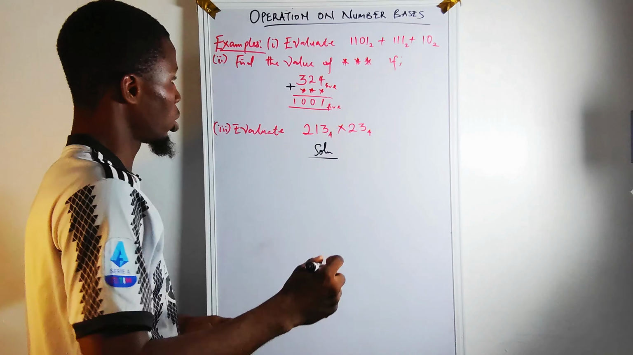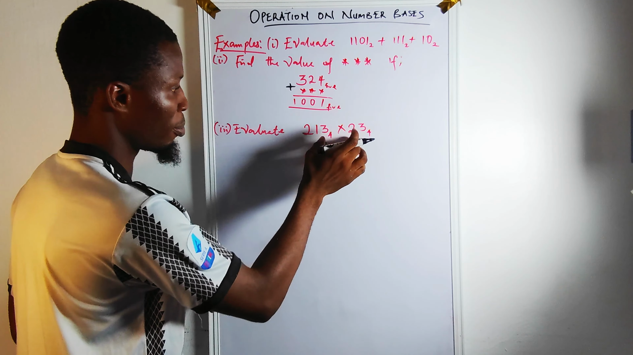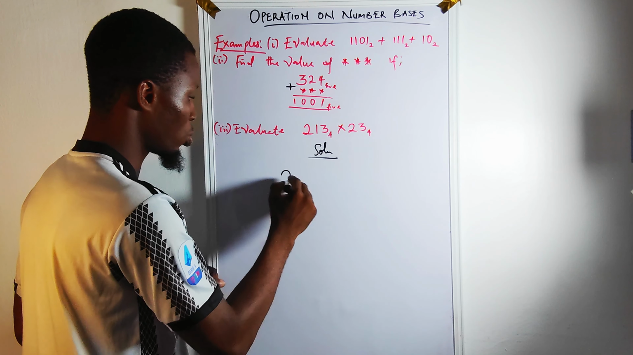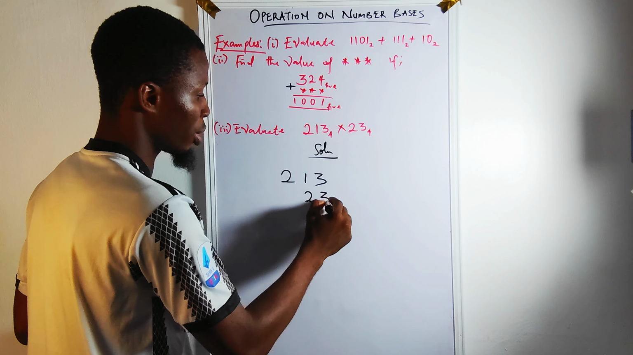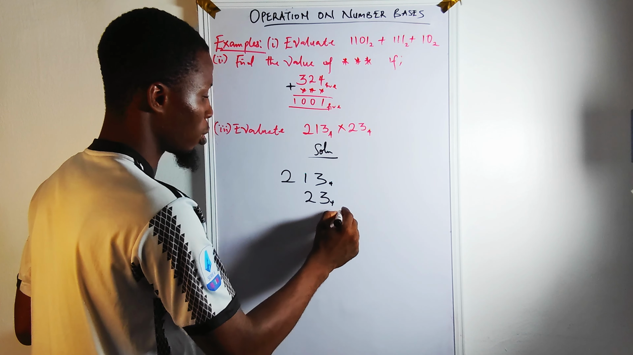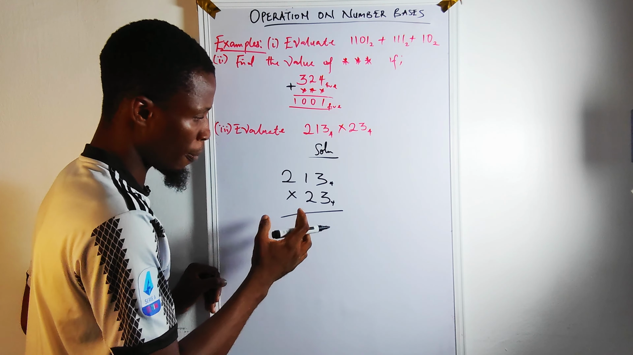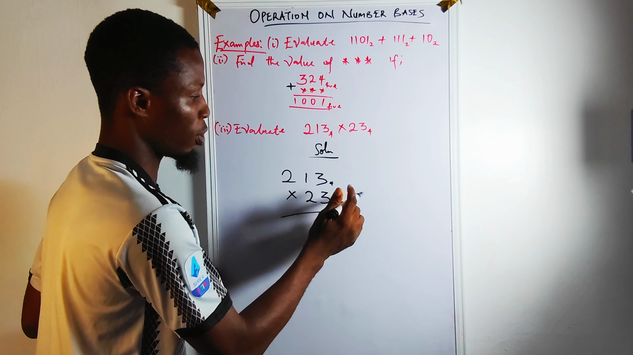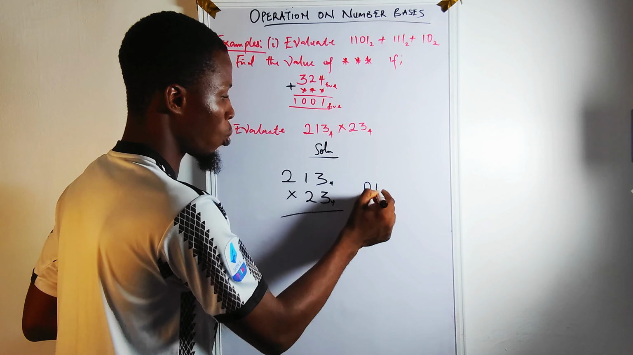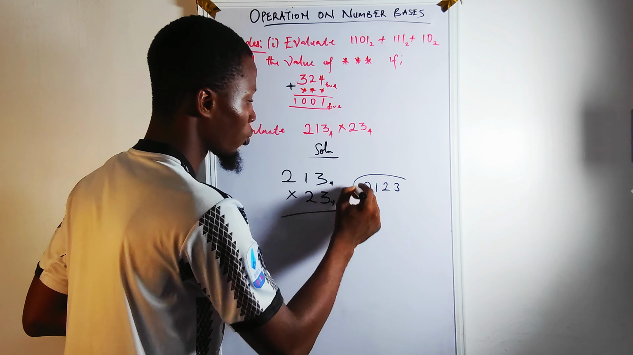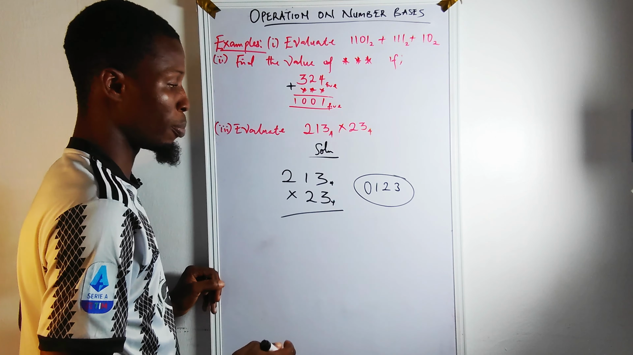So we have the last question on this episode, a multiplication case. 213 multiplied by 23, both numbers in base 4. Now, don't forget the members of base 4, the digits in base 4 are only 4. Those are 0, 1, 2, and 3. Any number outside this is not a member of base 4.